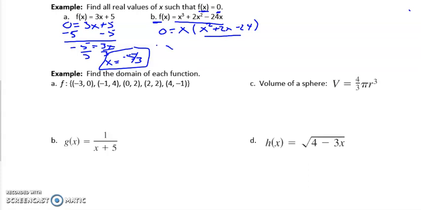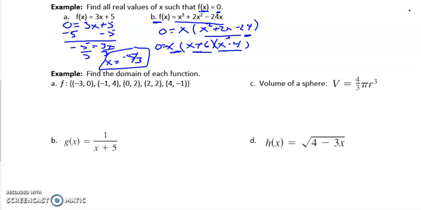Then this trinomial right here, I'm going to factor. So I have 0 equals x times, and then I need two numbers that multiply to negative 24 and add to positive 2, and that would be positive 6 and negative 4. So I have x plus 6 and x minus 4. And then you set each of the factors equal to 0. So we have three factors that I'm going to set equal to 0. And don't forget about this x out front, because a lot of students do.